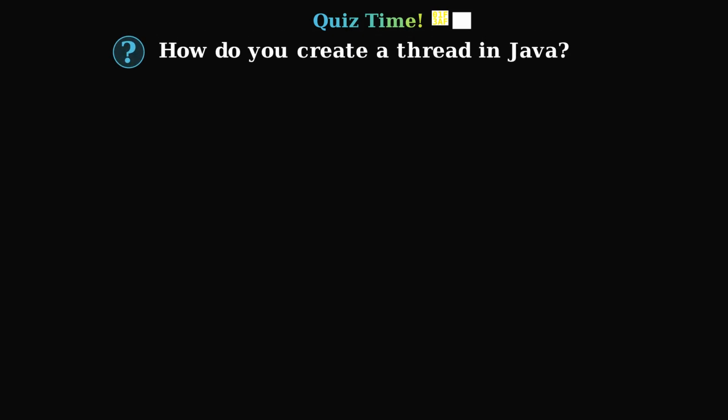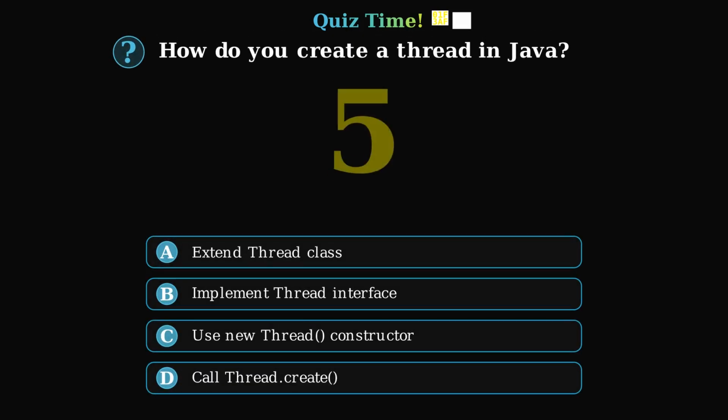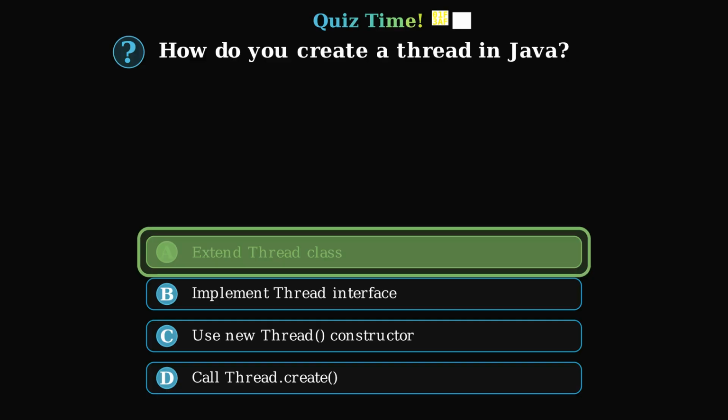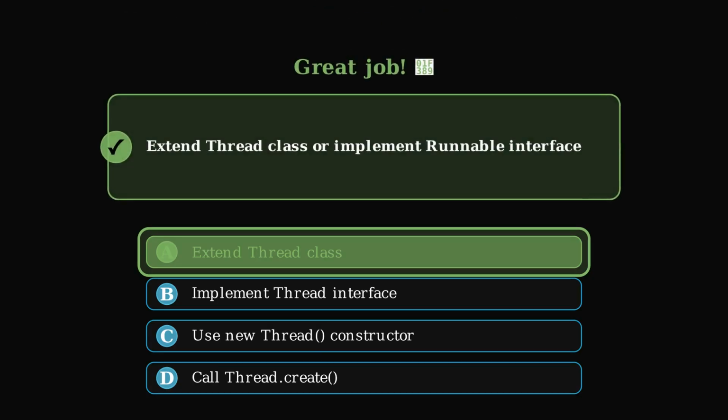Quiz time. Test your understanding. How do you create a thread in Java? Which one is correct? The correct answer is extend Thread class or implement Runnable interface.